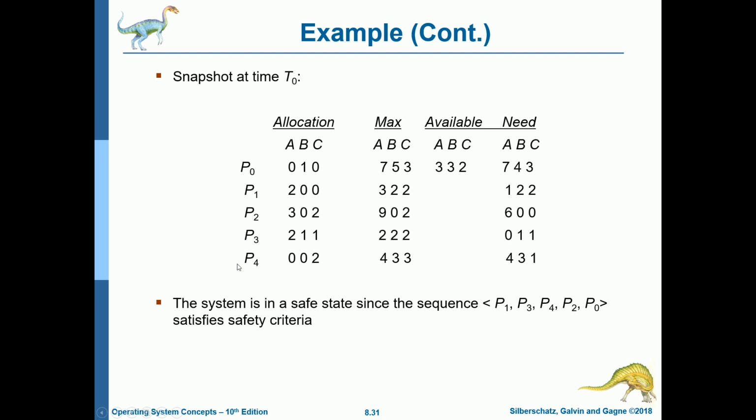Sequentially going down to the next process P4, all of these values are less than what's currently available. So we can grant that. Skipping to P0, well, we still currently don't have enough to grant this request, so we need to move on to P2. We can easily grant this one, then we deallocate it, and then we go back to P0, we can grant that one, and so we can safely say that this represents a safe sequence.